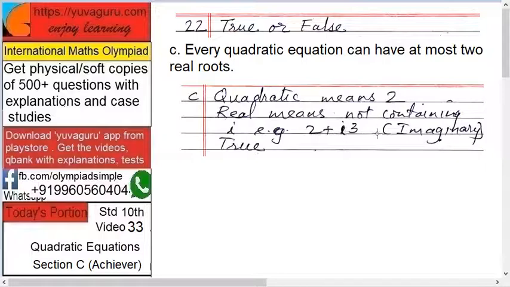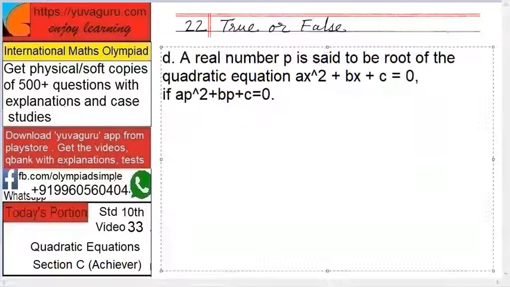Here, how are imaginary numbers shown? 2 plus i3. That is an imaginary number. These imaginary numbers cannot be shown on the number line, and real numbers can be shown on the number line. So this statement is true.